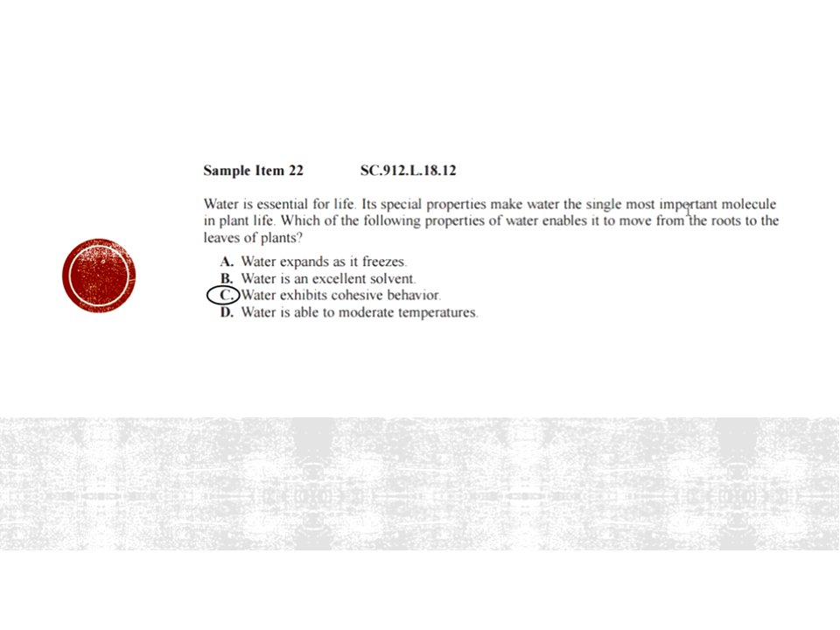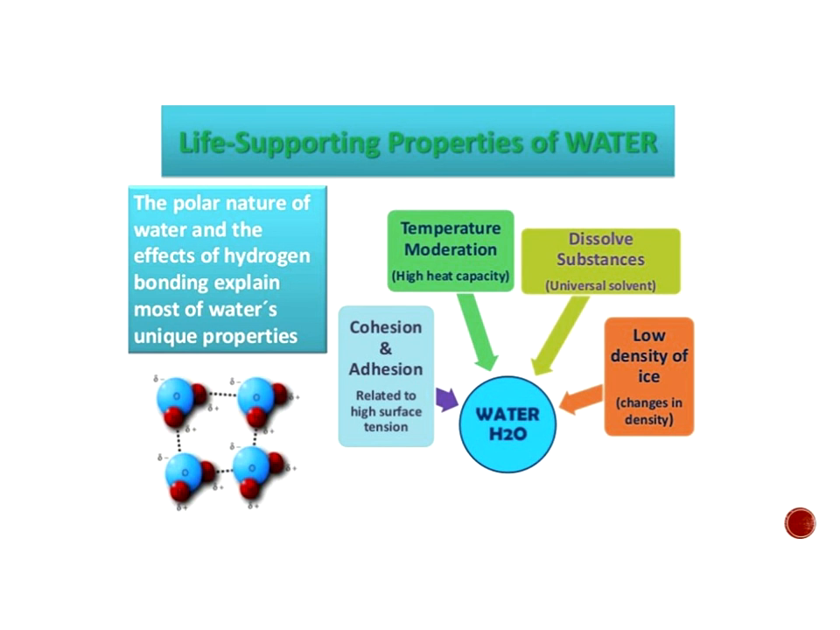Same thing with B. Water is an excellent solvent. Again, that is correct, but it doesn't help the water move from the roots to the leaves. And then D, water is able to moderate temperatures. Again, another correct statement about water. It is another property of water, but not one that allows the water to move from roots to leaves. So this is one of those questions where all of the answers do have a correctness to them as far as what kind of properties water has, but the key is making sure that you're answering specifically to what the question's asking about. In this case, it is wanting to know about that water movement in the plants.